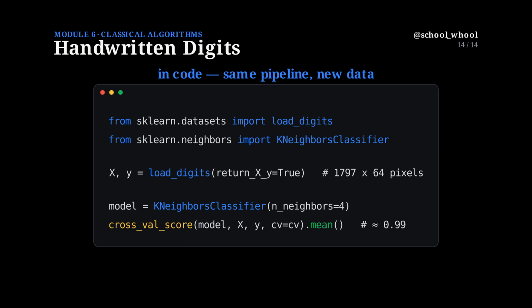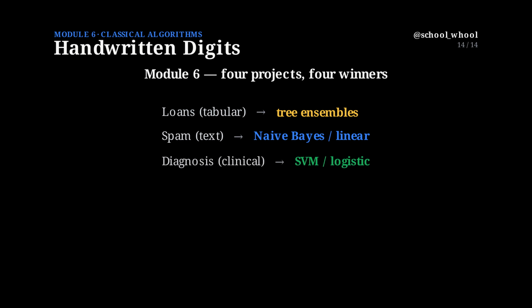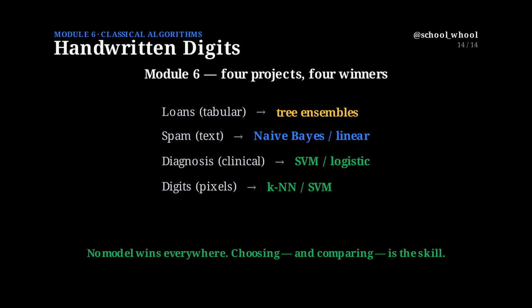Look back at our 4 projects. Tabular loans went to tree ensembles, text spam went to naive Bayes, clinical diagnosis went to the support vector machine, and pixels went to k-nearest neighbors. 4 problems, 4 different winners. There is no single best algorithm. The entire skill is choosing and comparing fairly. Next, we build models that learn for themselves, neural networks.